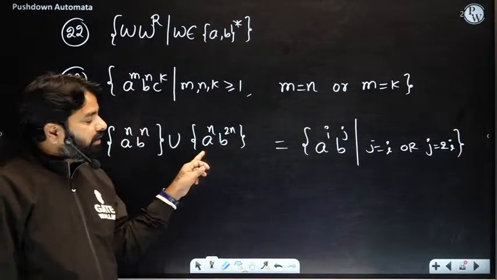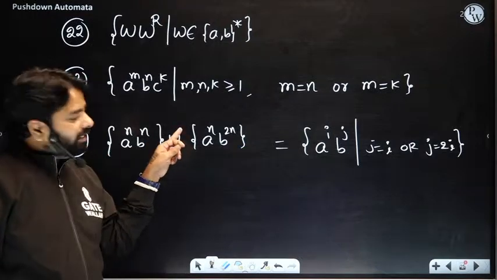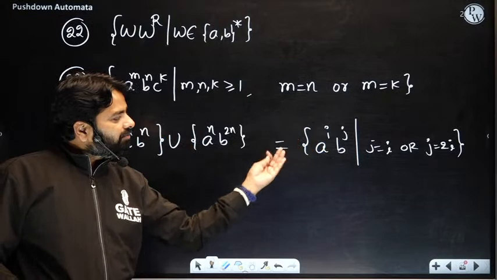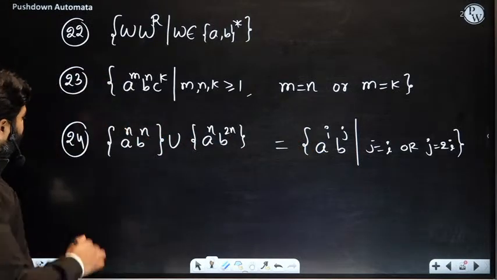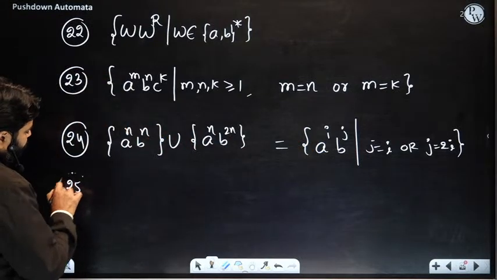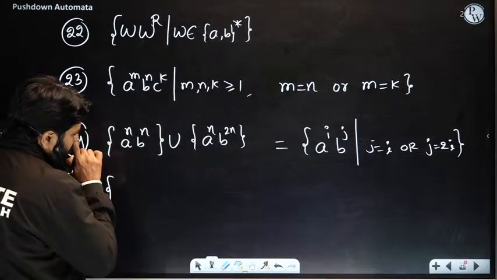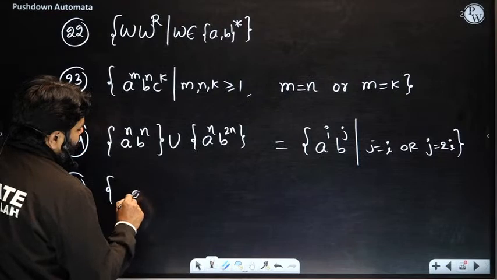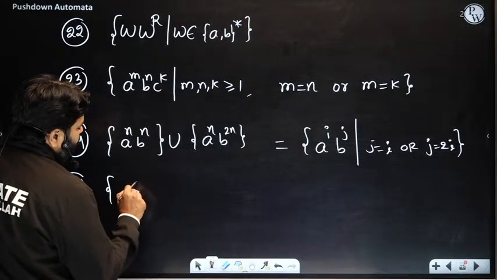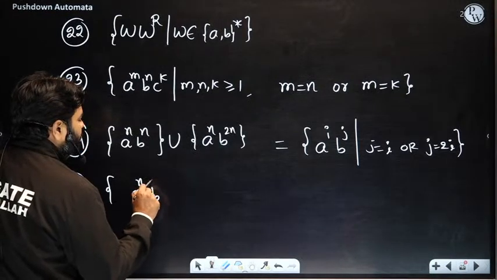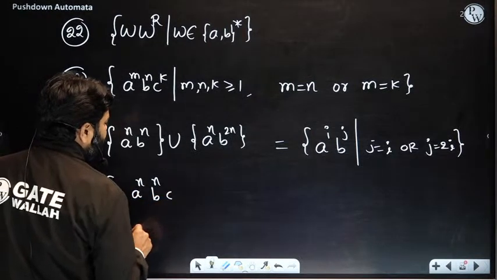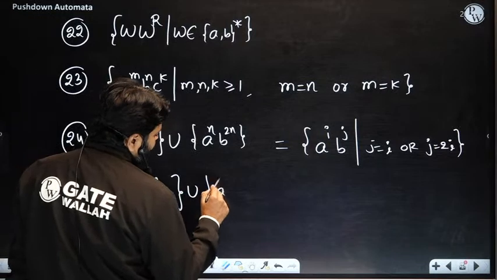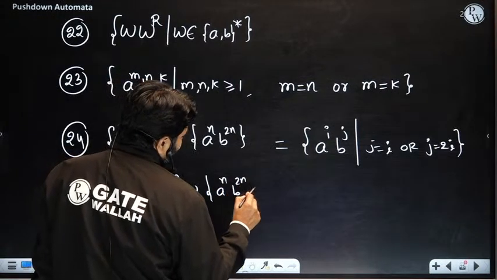When I write a union, don't assume two different languages. There are actually two different forms in the same language. Okay, it's one language, but we have two types of strings. a^n b^n c union a^n b^2n d.